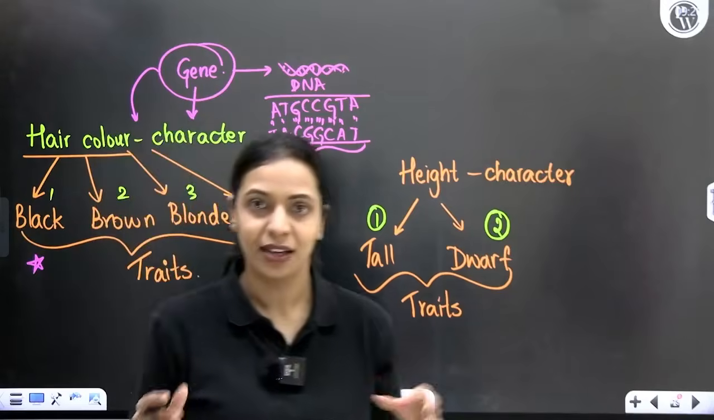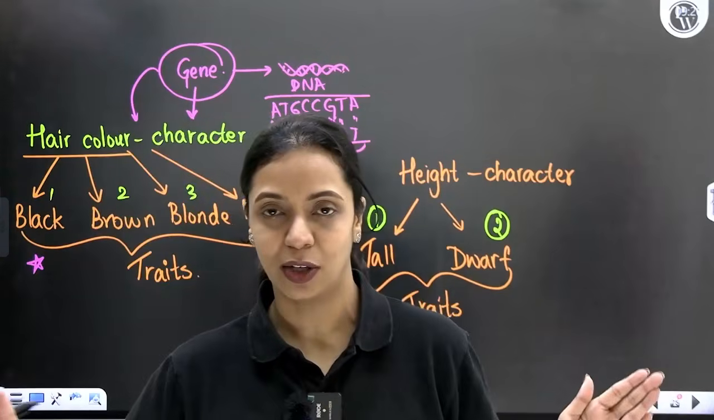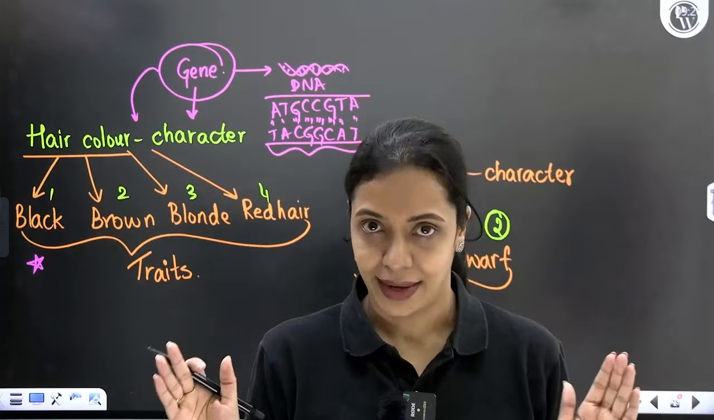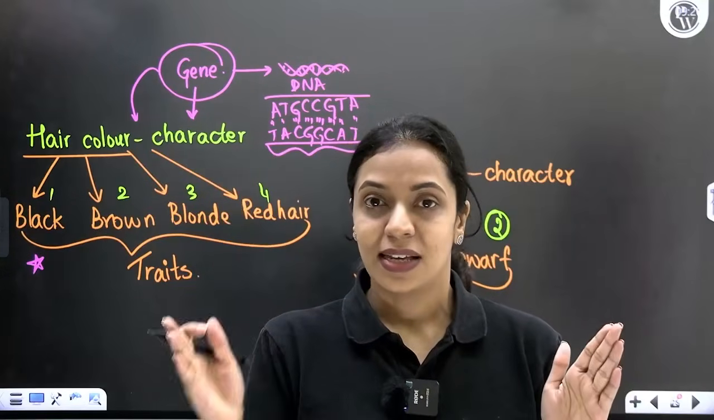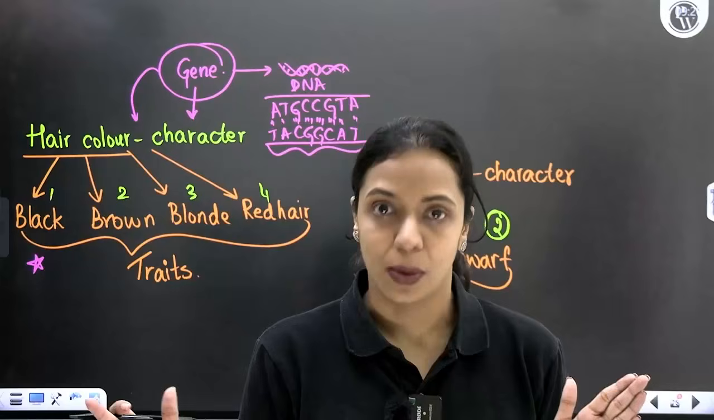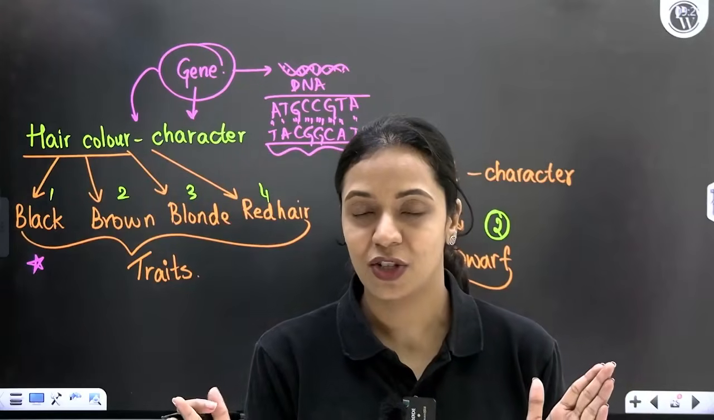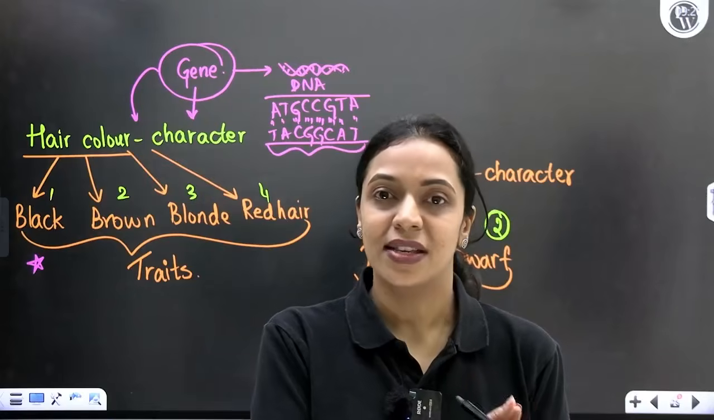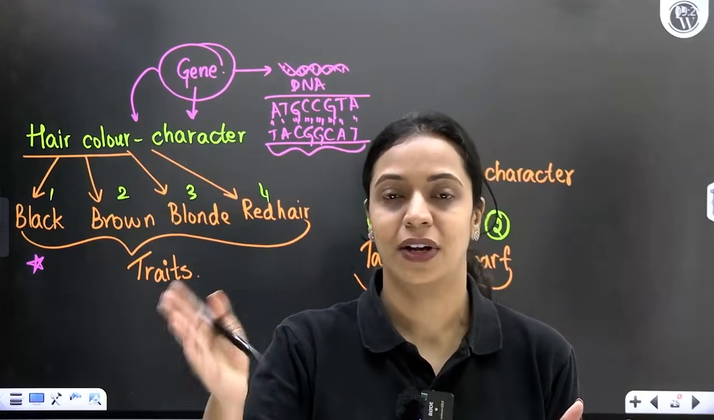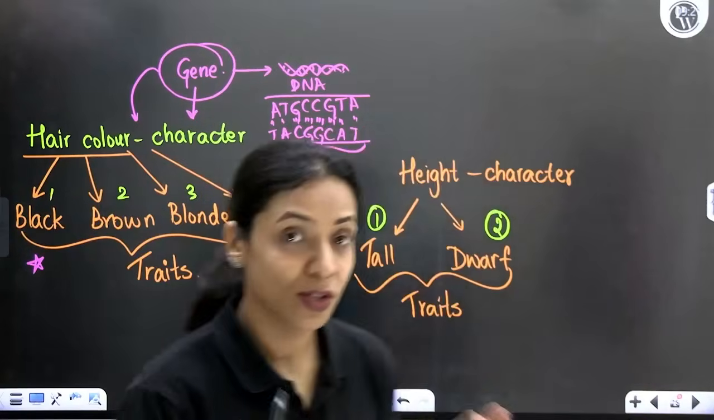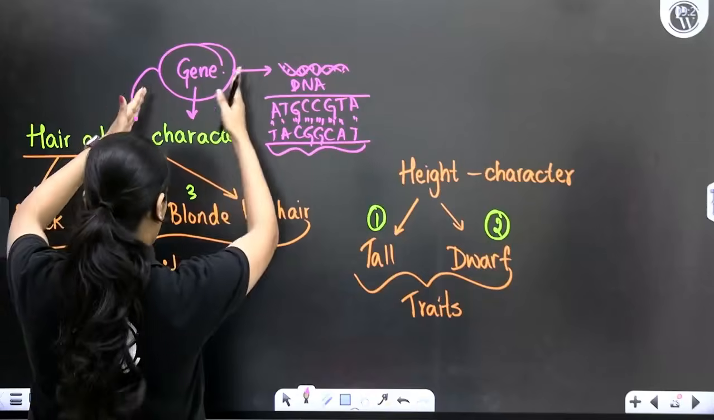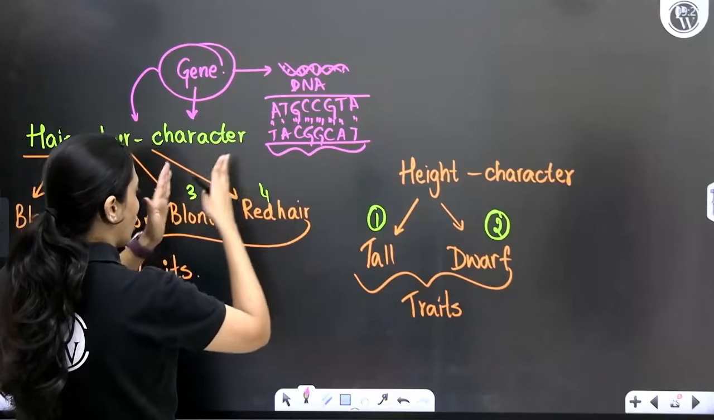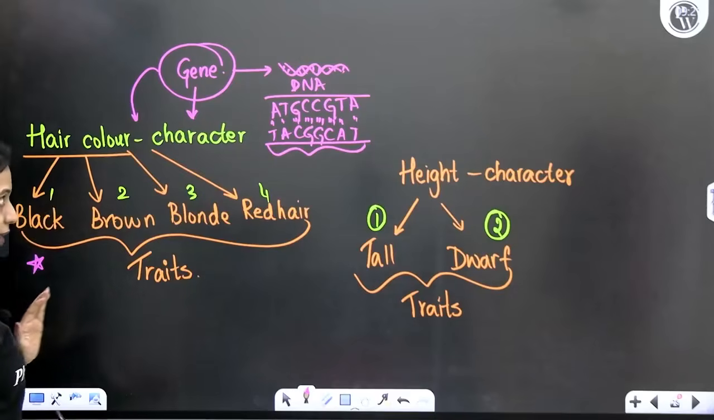I'm not saying that is the exact sequence. Genes will be very long. I'm just giving you like a reference. Genes control a character. Genes can exist in different forms. How are they different from each other? Based on their sequence. Different sequences can give rise to different phenotypic traits. Okay. So the gene is the same. It can be present in different forms. Each form will give rise to a different trait.